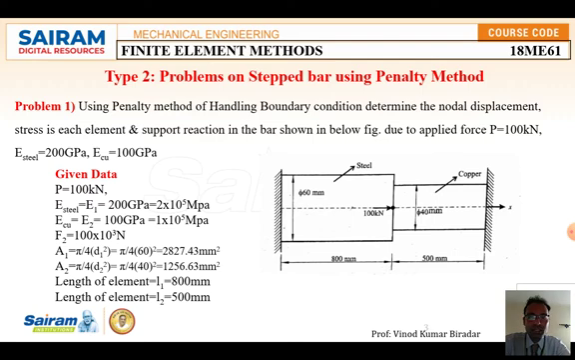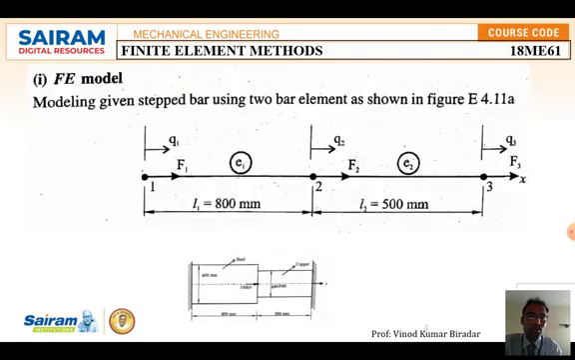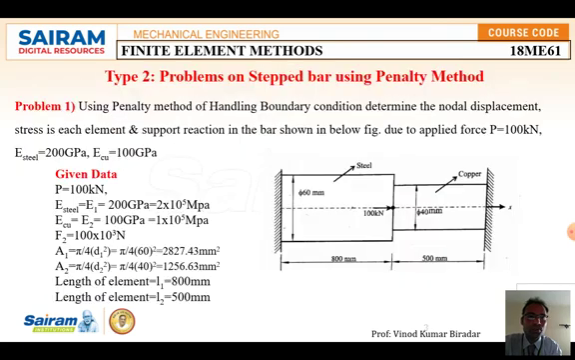So far we studied and applied the elimination method. The same problem we are going to solve by the penalty method in the upcoming videos. So that is a stepped bar problem using the penalty method. In the examination also, you have to read the question properly, to see which method they are asking, penalty method or elimination method. So far we solved by using the elimination method, that is deleting the respective row and column. Here I am going to use the penalty method.